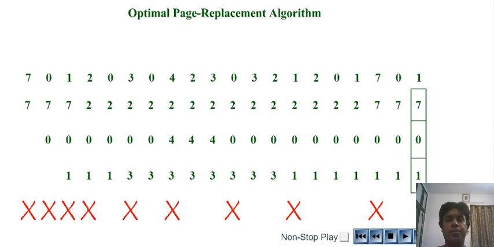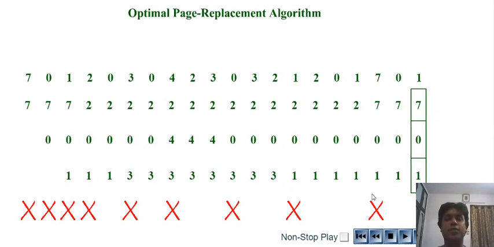Okay, so if you count the number of page hits, the page hits are 1, 2, 3, 4, 5, 6, 7, 8, 9 and 10. So there are 10 page hits which we found, and for the page faults 1, 2, 3, 4, 5, 6, 7, 8 and 9. So if you can see, with the help of optimal, the number of page hits was more as compared with first in first out and least recently used.